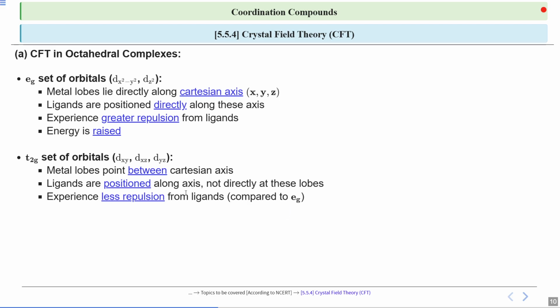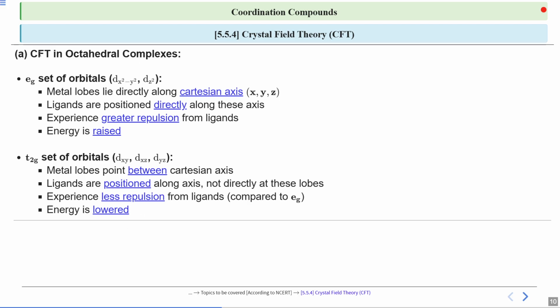So compared to eg, these metal lobes experience lesser repulsion from the ligands, because the lobes of the ligands and the metal lobes are not directly on each other, but in different directions. The metal lobes are between the Cartesian axes, while the ligands are positioned along the axes. The repulsion between the electrons in the d orbitals of the metal and the ligands will still be there, but compared to the eg set it will be lesser, due to which the energy of the t2g set of orbitals is lowered.